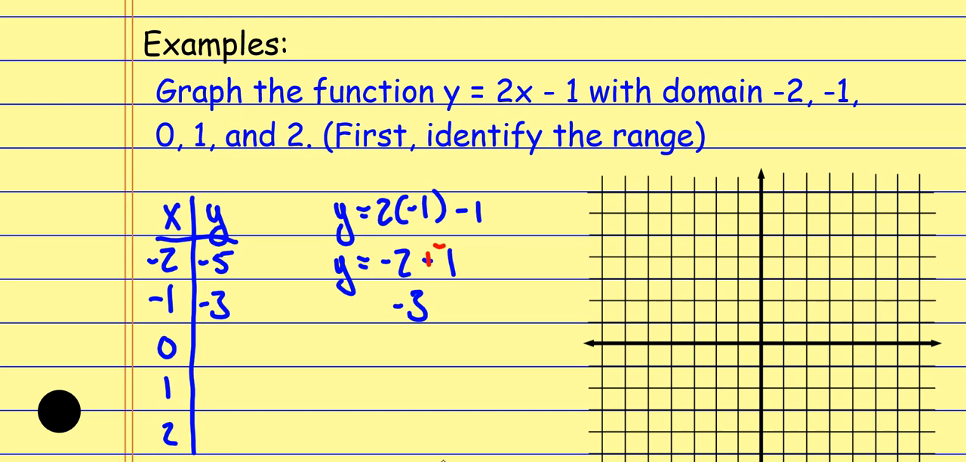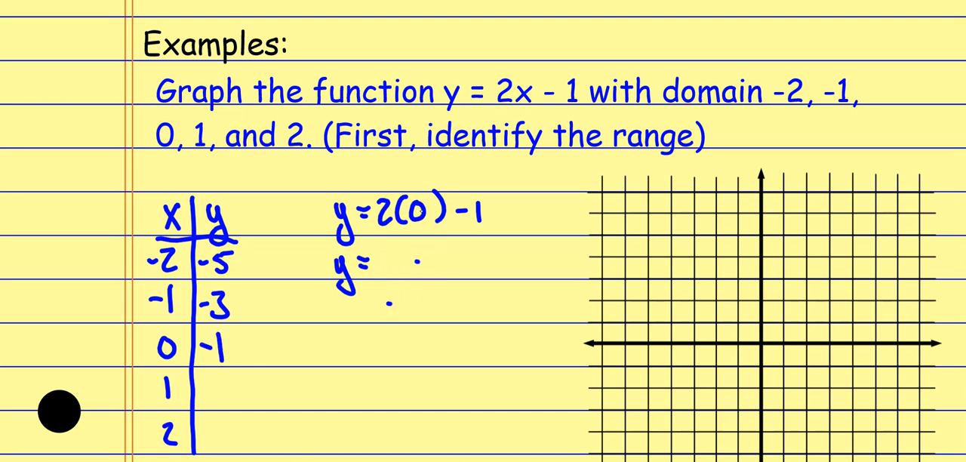And now once again, I plug in the next one. So I'm just working my way through the domain values. And what they're giving me is the range. See, the range value is -5. The next range value is a -3. When I plug the 0 in, that's 0 minus 1, which is a -1.